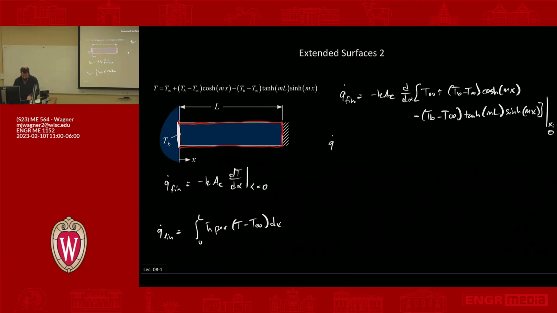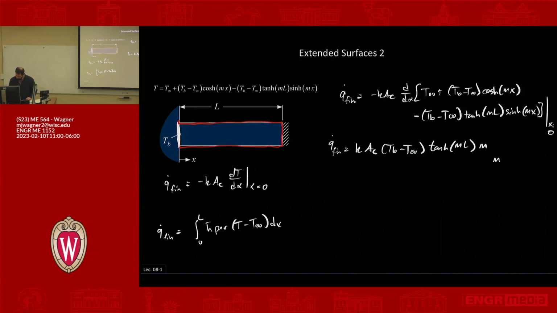I'll skip the plugging in zeros and taking the derivative. We end up with Q dot fin equal to k A_c (T_b minus T infinity) tanh(mL) times m. And again, remember that m is equal to the square root of perimeter times h bar over k A_c. All right, so that's our expression. Now you can just evaluate this and get back the heat sunk into the fin. That's pretty easy, since you have all that geometric information. So Q dot fin, okay, that's great.